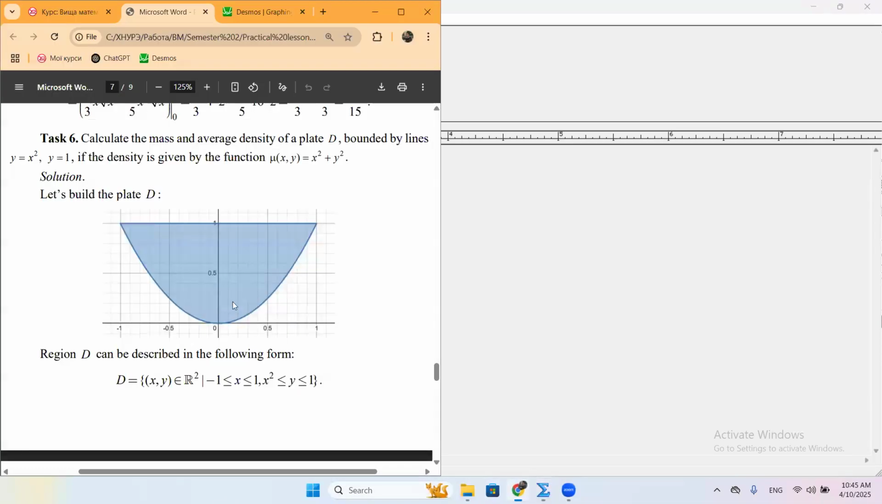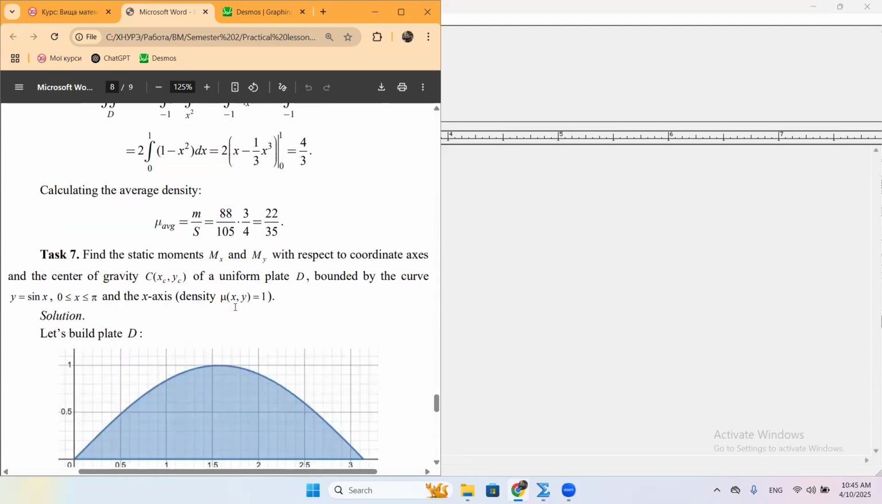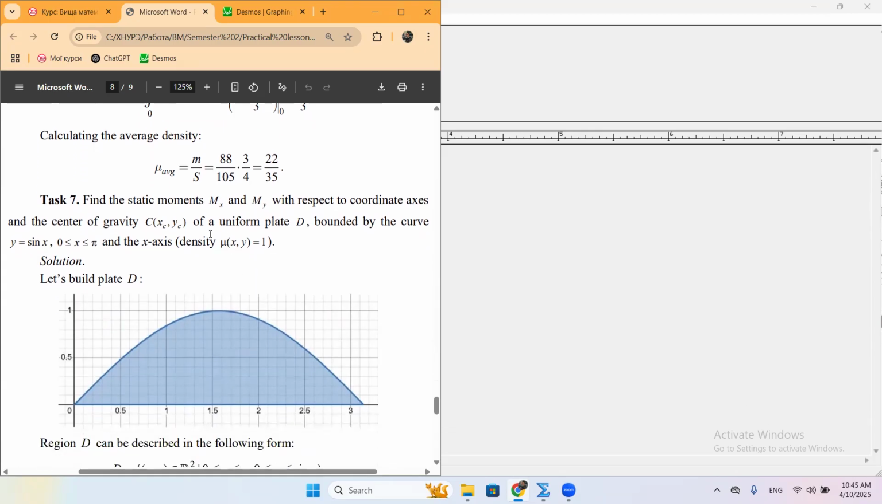And let's move to the next task. It will be the last task for today. We will have to find static moments with respect to coordinate axes and the center of gravity of the following plate, bounded by a sine curve, values of x from 0 to pi, and the x-axis.